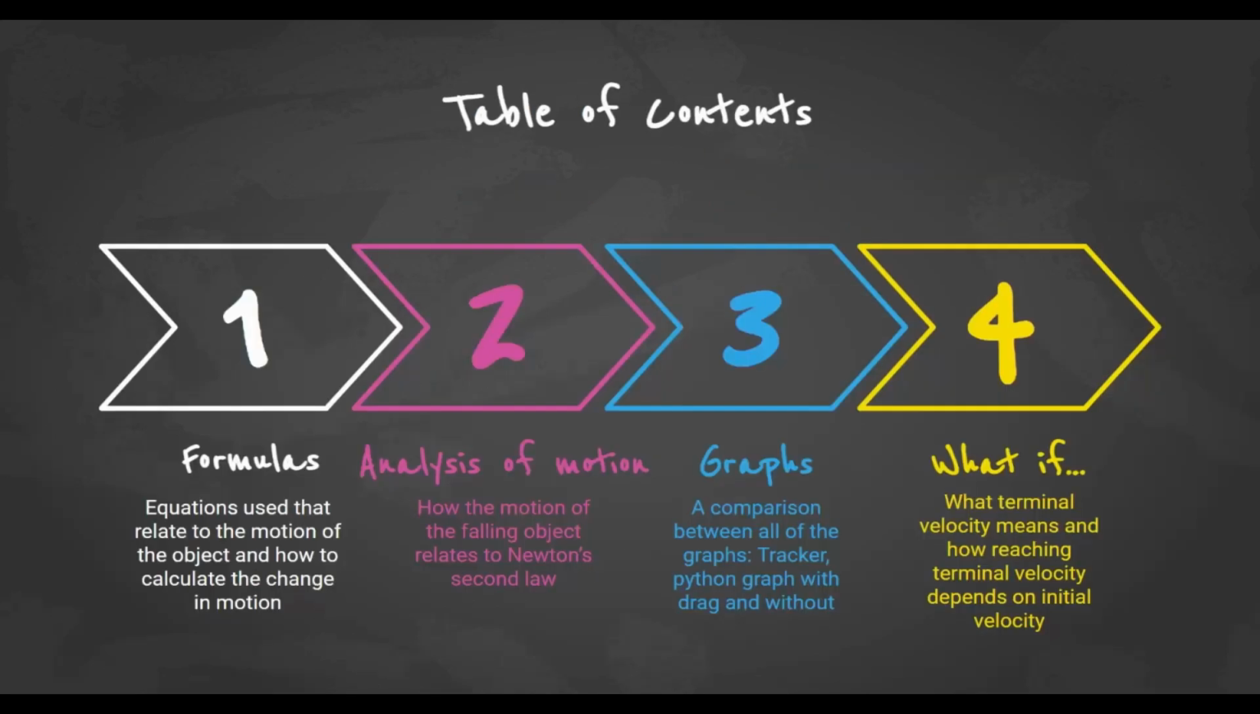So here's the table of contents. We're going to have some formulas on this first slide coming up. We're going to have free body diagrams that break down and analyze this motion. We're going to have a few graphs, one from Tracker, and then two from Python, one with and without drag, and then we'll answer some of the what-if questions about terminal velocity.